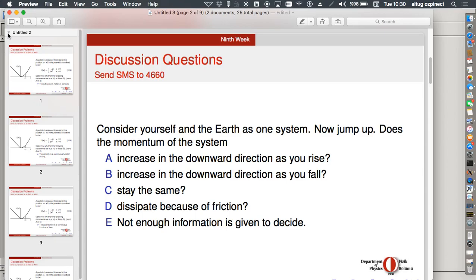It stays the same. Again, as long as we are treating the Earth and yourself and the atmosphere as your system, there are no external forces acting, ignoring, of course, the effect of the sun, the moon, etc. There are no external forces, and hence the momentum is conserved. So nothing changes. Whether there is dissipation or not, friction or not, this will only affect whether energy is conserved or not, but it has nothing to do with the conservation of momentum.